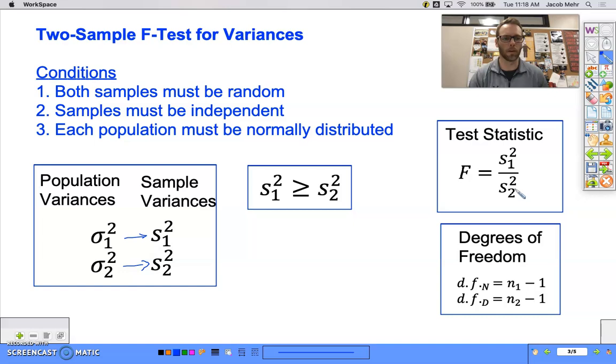the smaller sample variance. Our degrees of freedom for the numerator and denominator are both found by taking the sample size minus 1. So we don't have to have the same sample size for this. Let's say that this has a sample size of n1 and this one has a sample size of n2. The degrees of freedom for the numerator would be n1 minus 1. Degrees of freedom for the denominator would be n2 minus 1. Okay, so let's get to a problem here.